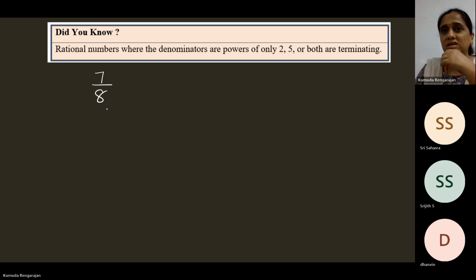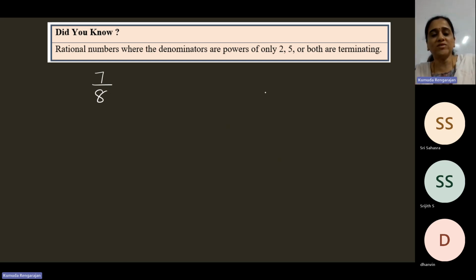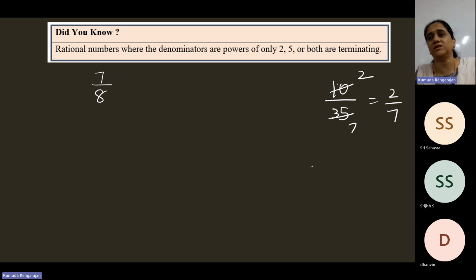7 by 8, integer by integer, rational number. Is it in the simplest form? It is in the simplest form. You cannot simplify any further. Now, for example, 10 by 35 is integer by integer, a rational number, but it is not in the simplest form, because 5 2s are 10 and 5 7s are 35, so 2 by 7 is the simplest form of 10 by 35.